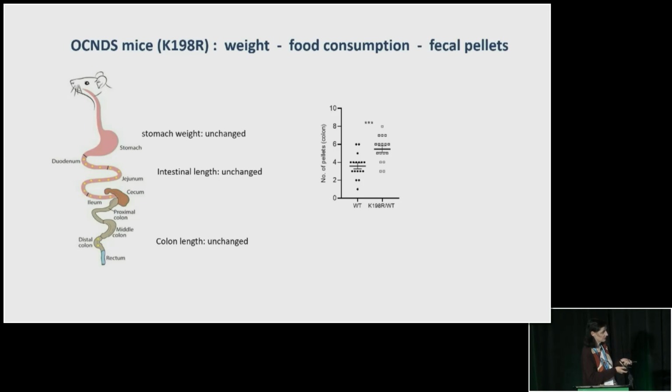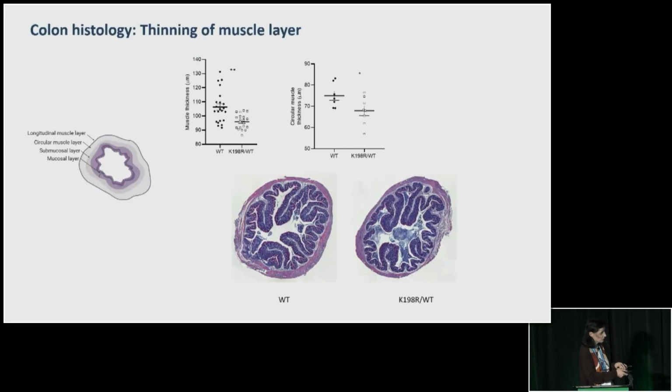Looks a little bit different because we have the cecum here, but we could study it. We were in the process of studying the gut, and we, for example, could see that there are more fecal pellets in the colon of the OCNDS model mice compared to wild type. Could that indicate constipation? Well, possibly. We don't know, but that's just the first observation.